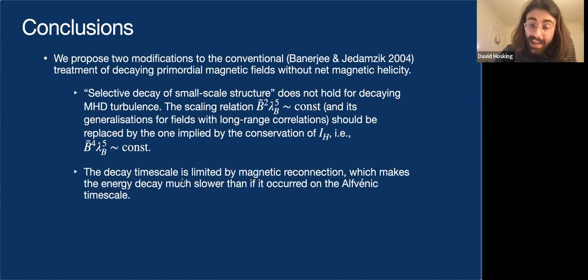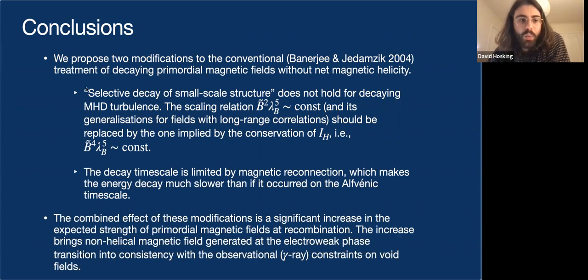The decay time scale likewise needs modification, and it's limited by magnetic reconnection. And so this makes the energy decay much slower than if it occurred on the Alfvénic time scale. And so the combined effect of these 2 things is a significant increase in the expected strength of the primordial magnetic fields at recombination.